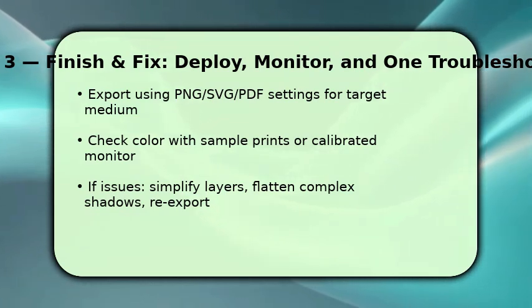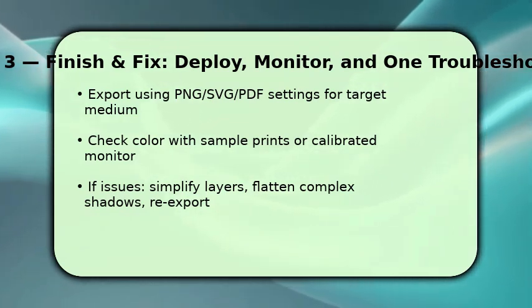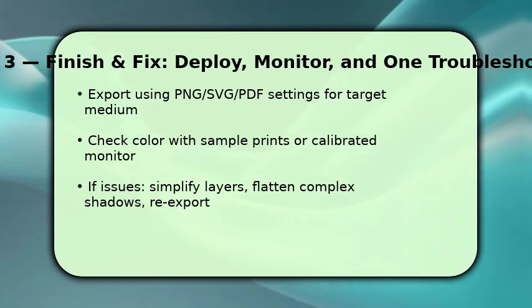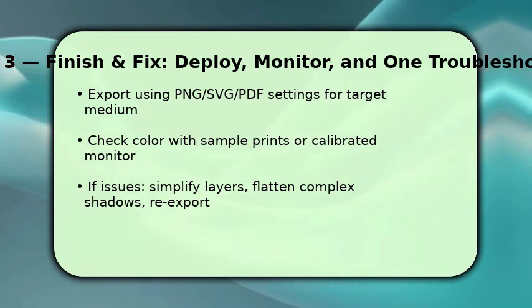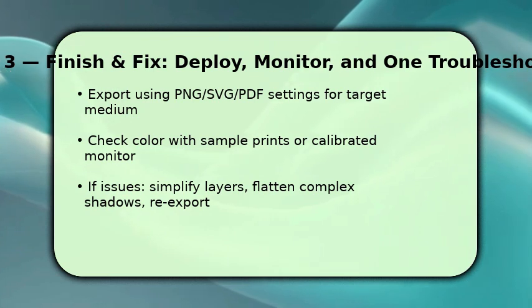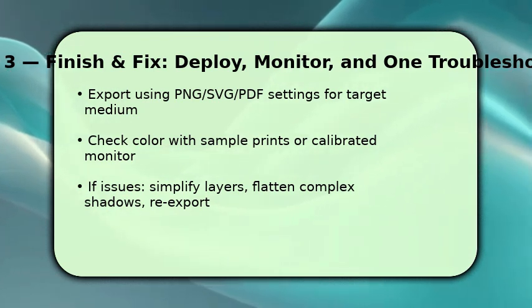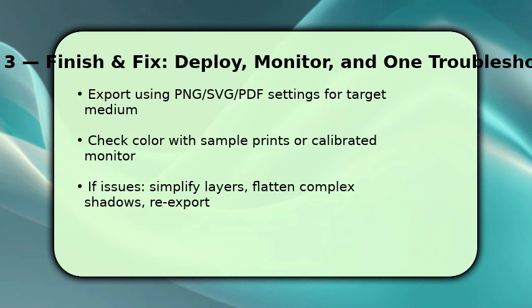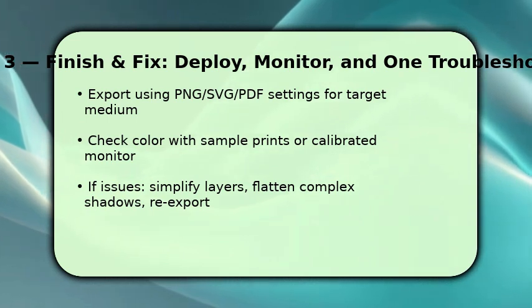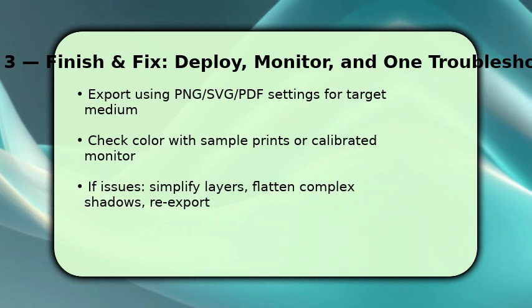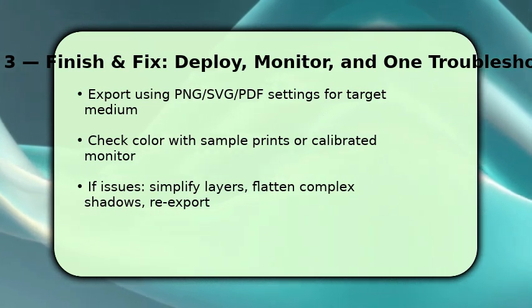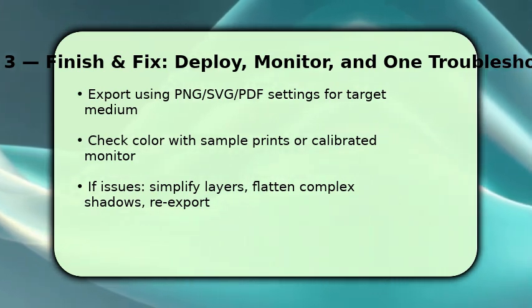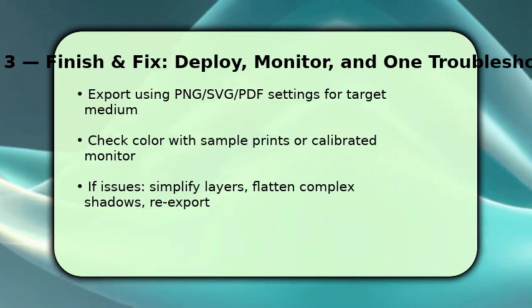Choose PNG for raster, SVG for vectors, or PDF for print, and set resolution to 300 dpi when needed. Once exported, verify colors on a calibrated monitor or a quick print sample to confirm contrast and saturation. If alignment or artifacts appear, simplify by flattening overly complex shadows, reduce grouped effects, and re-export. This often fixes rendering bugs.